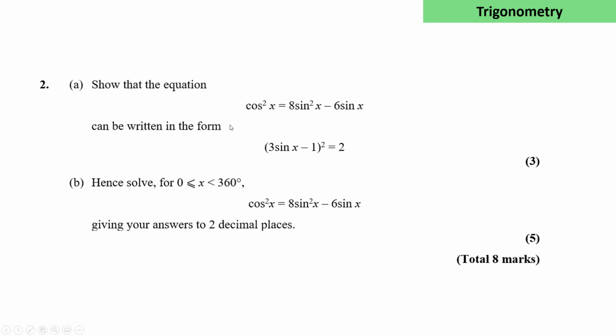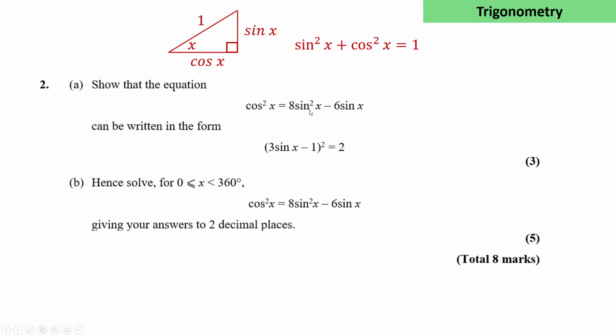The next equation requires us to use a trig identity. Let's have a quick recap. If we have a right angled triangle with an angle x and a hypotenuse of 1, the height will be sine x, the base will be cos x. Applying Pythagoras, we get sine squared x plus cos squared x equals 1.